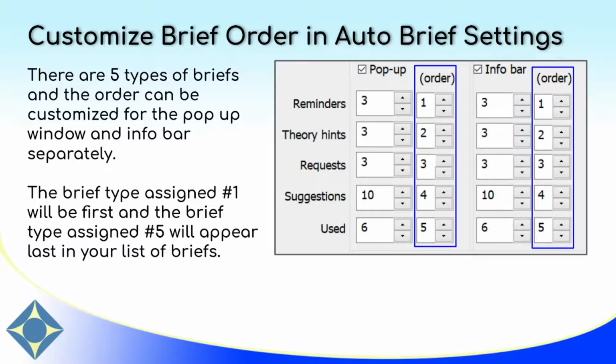If you don't frequently find yourself using one of the types of briefs, this allows you to push it to the bottom of the list without disabling it entirely by turning the allowed number to 0. We showed you in previous videos how to adjust the total number of each type of brief that comes up. However, with this new feature, you'll have total control over what you see and where.